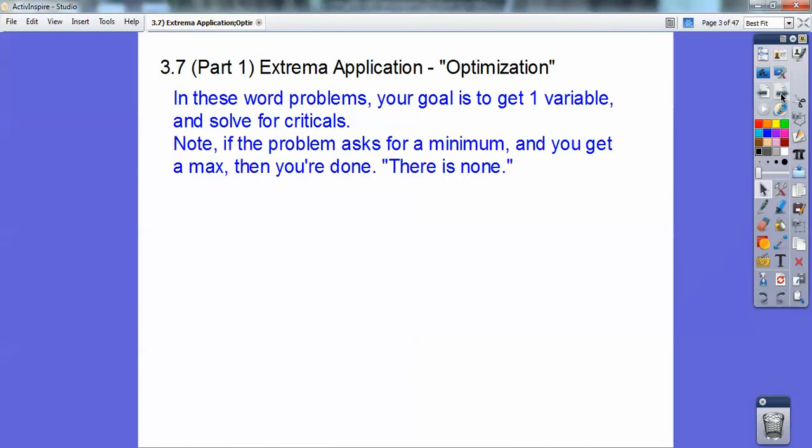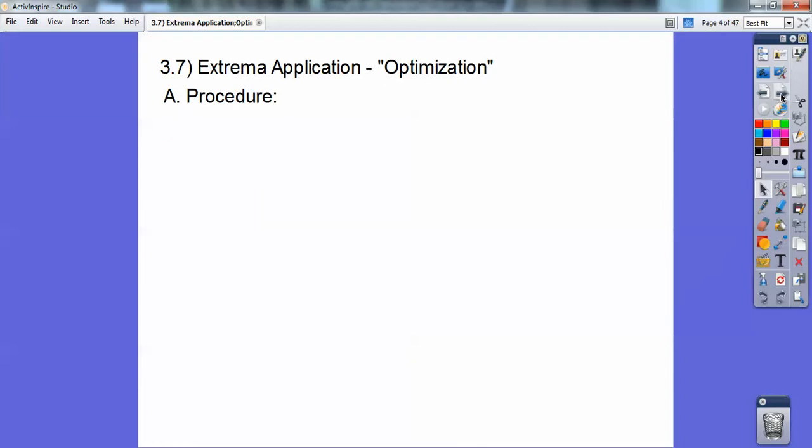solve for critical. So if it asks you to find a minimum and you get a maximum, then you're done. You just say there is none right there. So always test with a number line. Once you get your criticals, once you do the derivative, and then use a number line to test, always show the number line. So if you're doing the AP exam, or your teacher wants to see that also, and show that it is a max or a min.